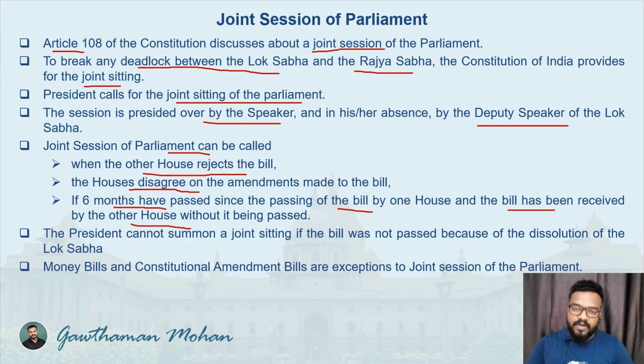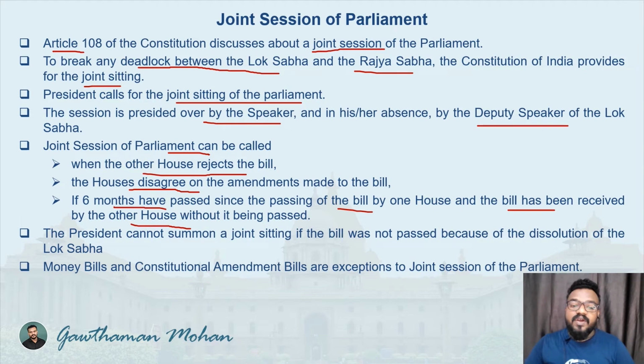Very important. In the Lok Sabha one particular bill is passed and moves to the Rajya Sabha, and there it is lying for more than 6 months, with no developments happening and they are not passing it. During that time period also a deadlock will occur. So these are the important instances in which a deadlock occurs. When a deadlock occurs, in order to resolve it, the president calls for a joint sitting.